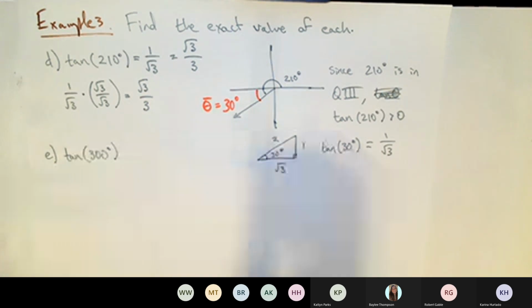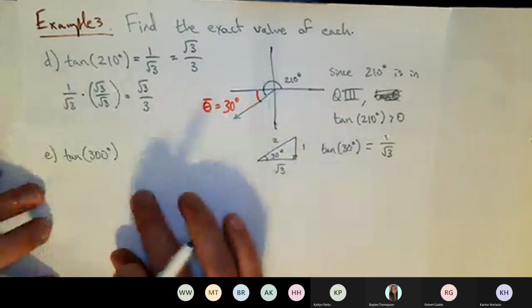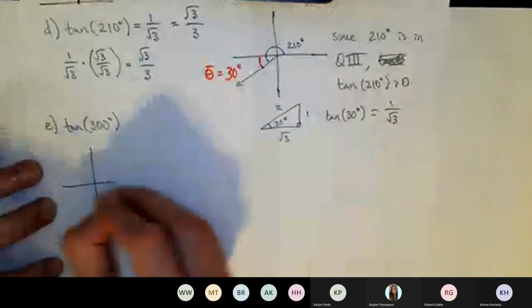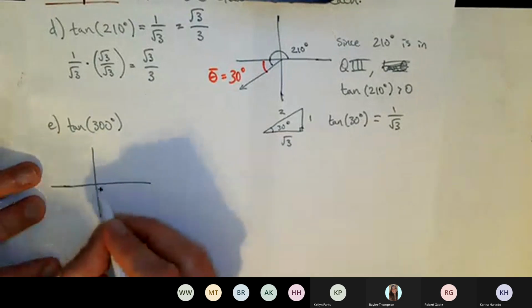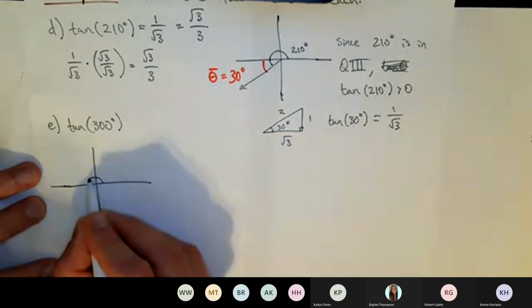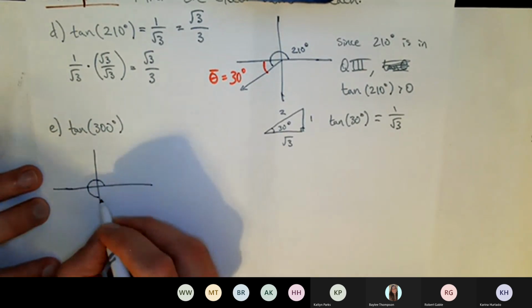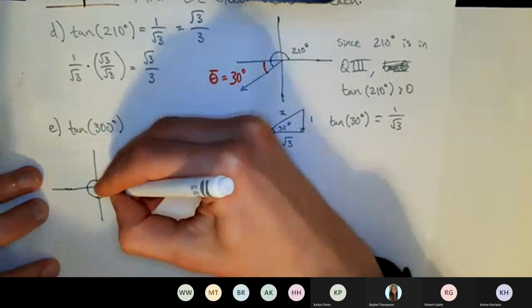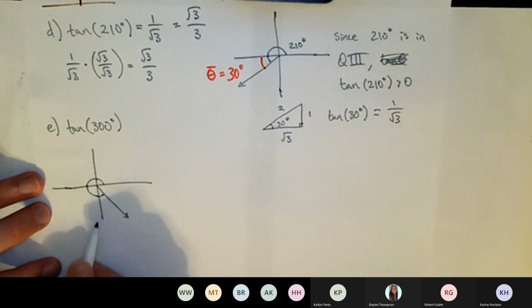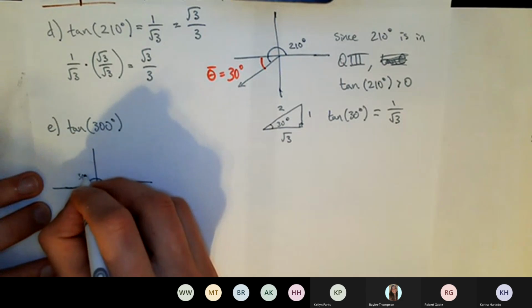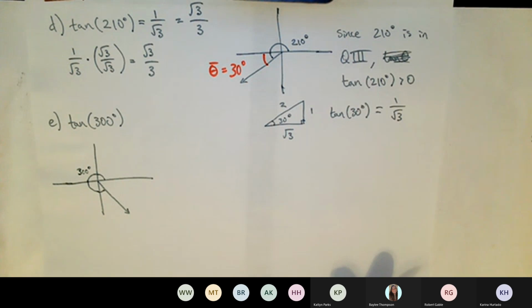Okay, so the first thing I would do is draw the 300-degree angle. I know that's 90, 180, 270. That's 270 down there. I need to go 30 degrees past that 270 mark. So there's my 300-degree angle, all the way in the fourth quadrant.